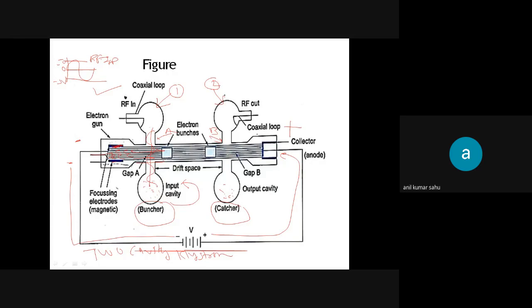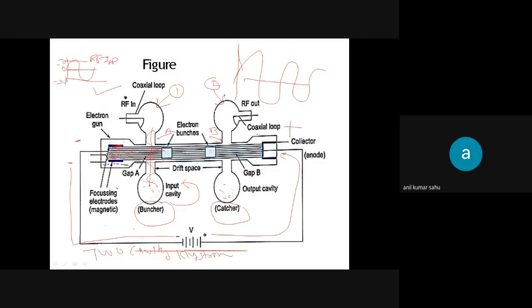So this bunch of electrons is going to drift toward the catcher cavity, and it will be collectively caught by the catcher cavity. Whatever RF input you have applied at the input, it is somewhat amplified. And here you will get the amplified RF output, because the power of all the electrons is going to be multiplied. Whenever electrons flow from gap A to gap B, there is also a current density modulation, and a current is flowing.